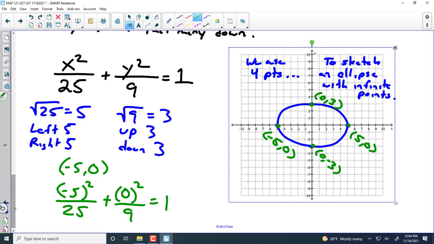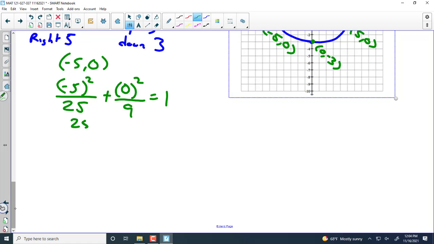What's negative 5 squared? 25. What's 0 squared? 0. We will end up with 25 over 25 plus 0 over 9 equals 1. 25 over 25 is 1. 0 over 9 is 0. 1 plus 0 is 1.